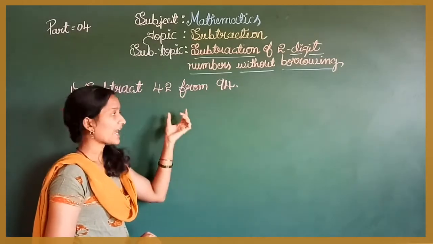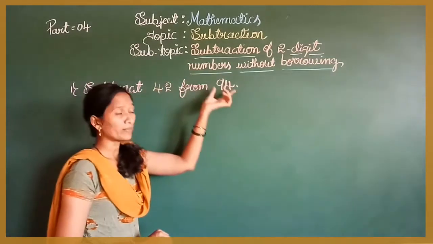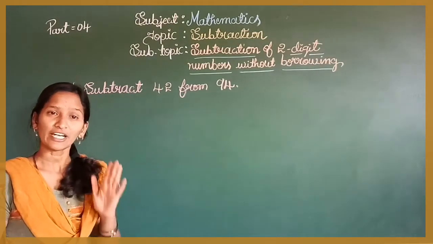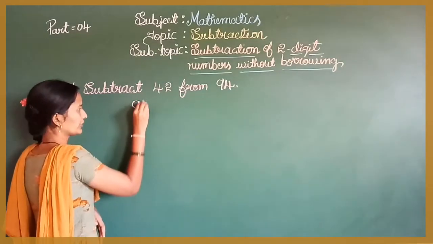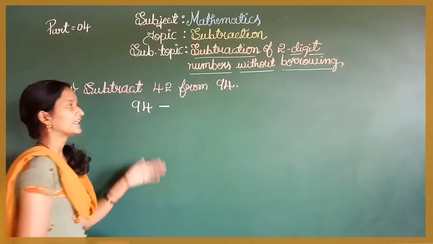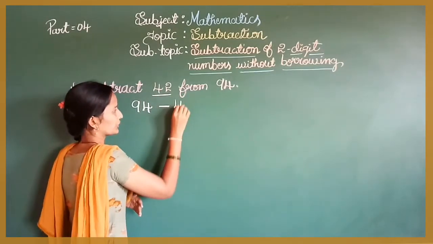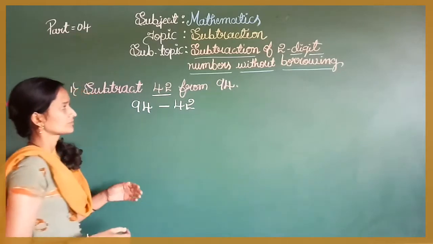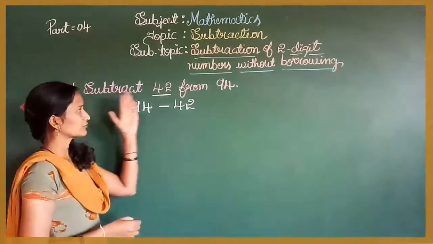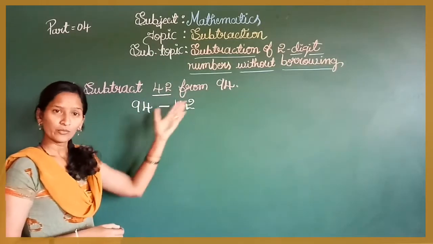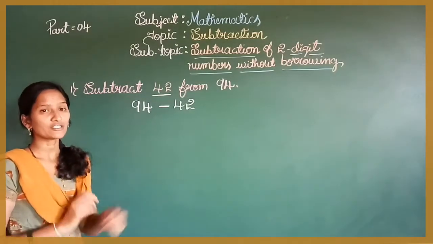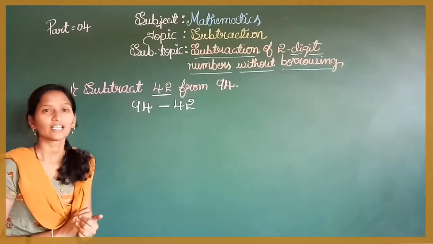We are going to subtract the number 42 from 94. Okay? So you have to write down the number 94 at first. 94. Next, write down the symbol of subtraction, minus. Later, write down this 42. 94 minus 42 is nothing but subtract 42 from 94. Both are right.